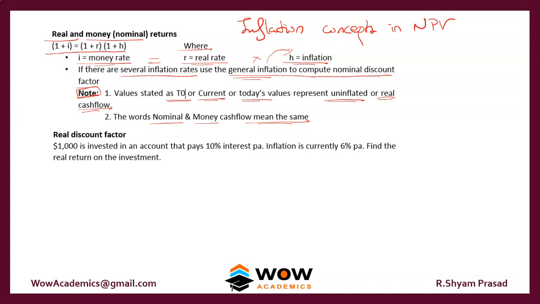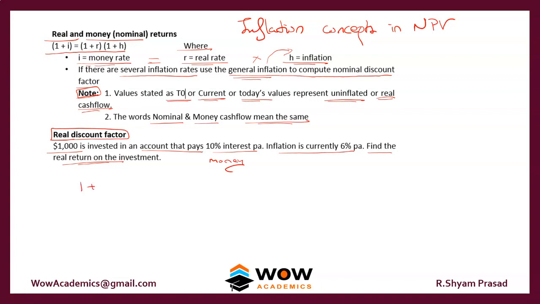So we'll move on to work out the discount factor. Here we are going to find out the real discount factor from the question given. So we'll start. $1,000 is invested in an account that pays 10% interest per annum. Inflation is currently 6% per annum. Find the real return on the investment. As it says, to find the real return, the missing number is the real return. The numbers given are the nominal return, the money return, and the inflation. So we'll try to find out the R.